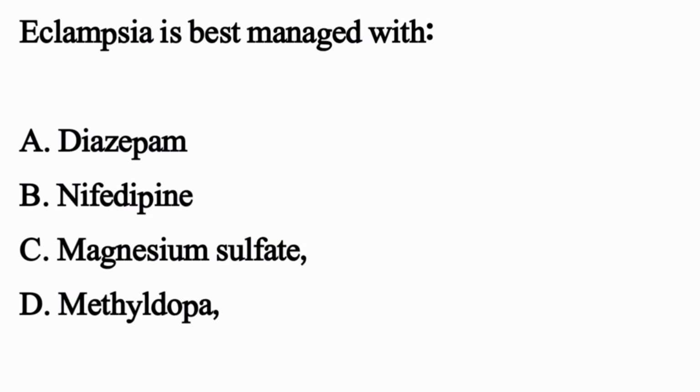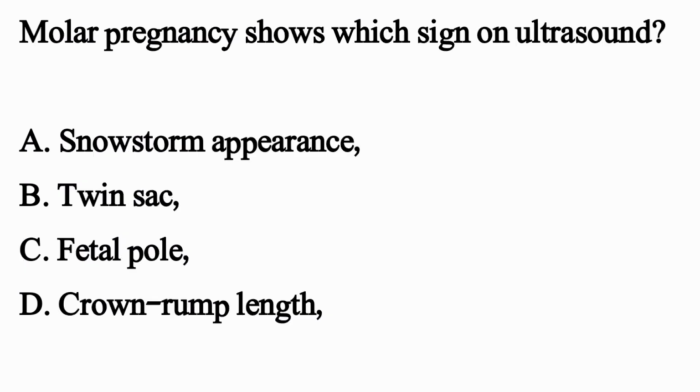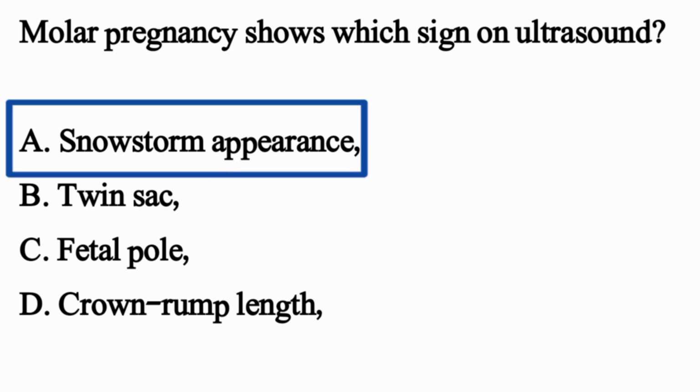Eclampsia is best managed with. The right option is option C, magnesium sulfate. Molar pregnancy shows which sign on ultrasound? The right option is option A, snowstorm appearance.